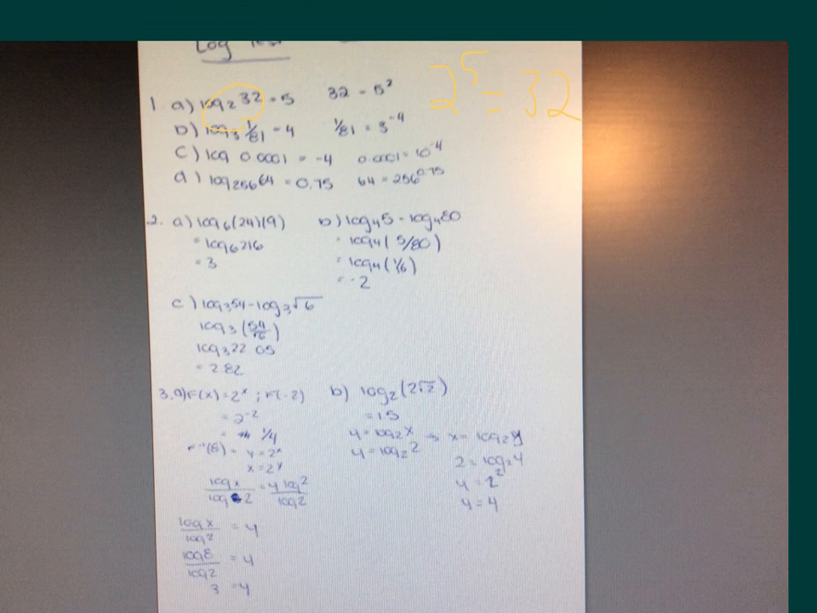The same thing here for B, just make sure you have a negative in front of the 4, because it's 3 to the negative 4 equals 1 over 81. 3 to the 4 would equal 81. Let's scroll down to the second page. Everything else on this page looks really good.